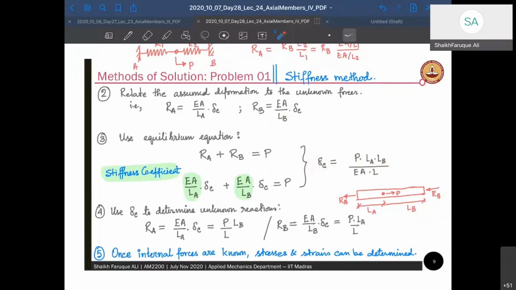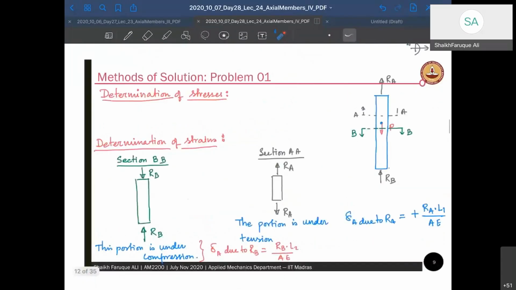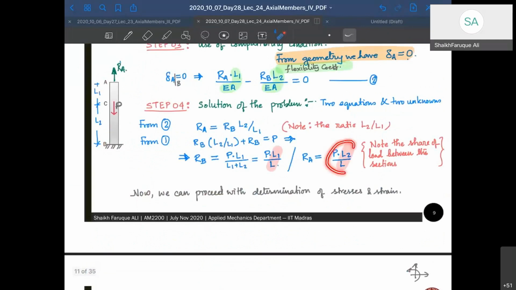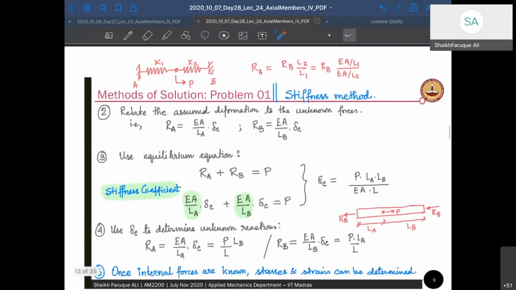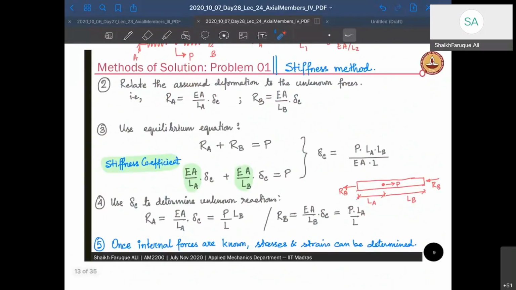So RA is going to be EA by LA into delta C. So you multiply with this, EA cancels, LA cancels, it becomes P into LB by L, and RB becomes P into LA by L. The same thing that we got solving these equations. All right. So the internal forces are now known, so stresses and strains can be determined. All right. Is that clear? Any question that you have?